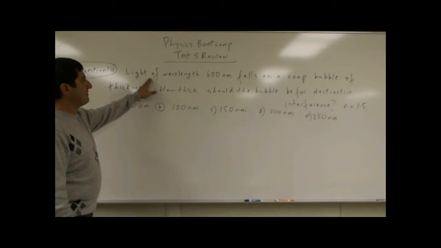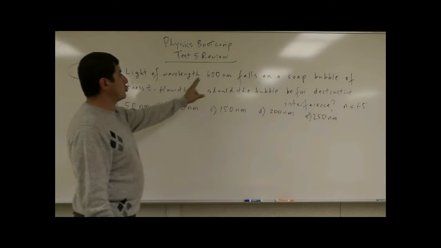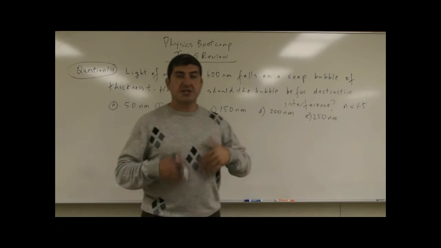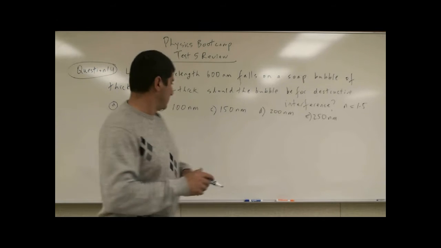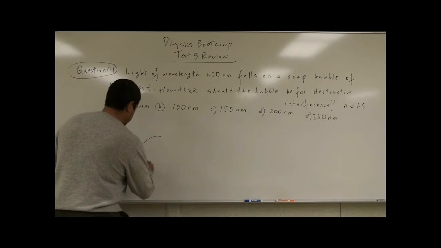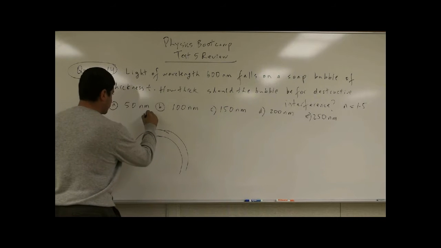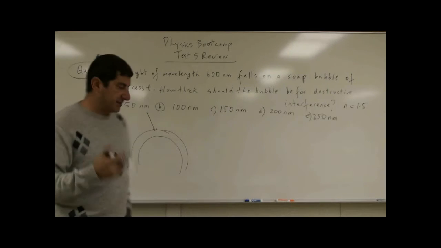So again, light of wavelength 600 nanometers falls on a soap bubble. How thick should the bubble be for destructive interference, not constructive, right? This is the topic of what's known as thin film interference, right? So we have the soap bubble, looks like this. And then the light is coming in. So here's what we have to analyze.